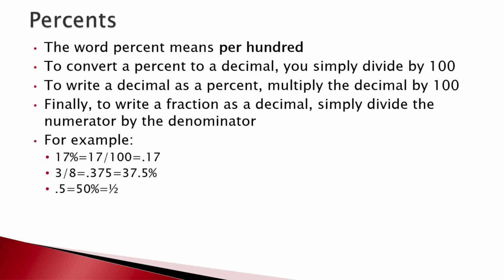For example, 17% equals 17 out of 100, which equals 0.17. 3/8 equals 0.375, which equals 37.5%. And 0.5 equals 50%, which equals 1/2.